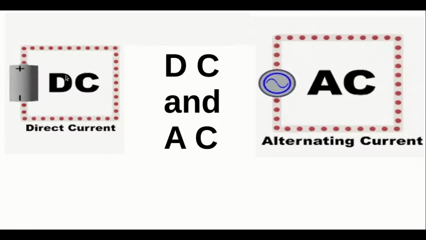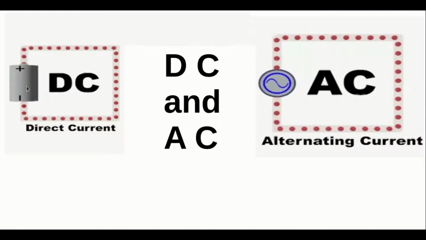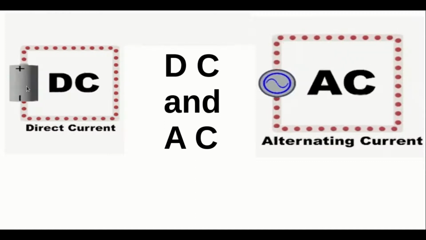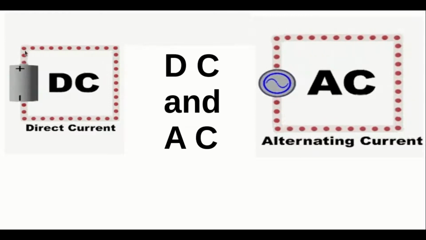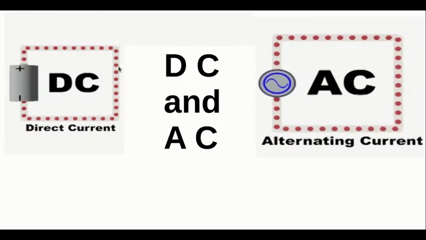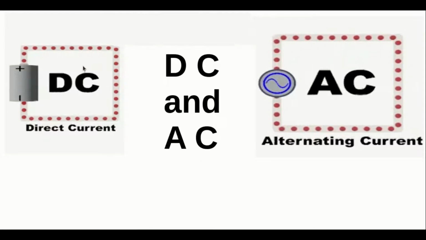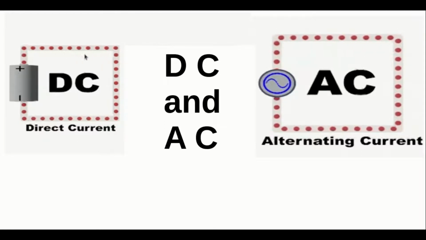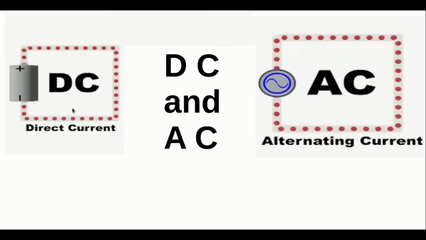This is a DC. This is a cell. A cell is a source of DC current or a source of EMF. Then this red dot represents the flow of electrons. Flow of electrons is called electricity. Look here, the current or the electrons are moving only in one direction. That is called a direct current.